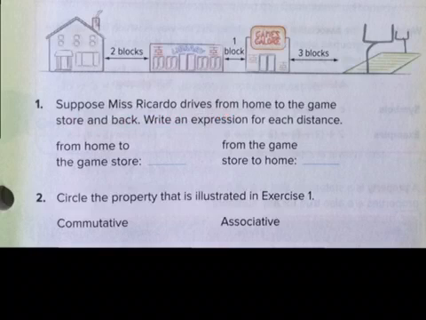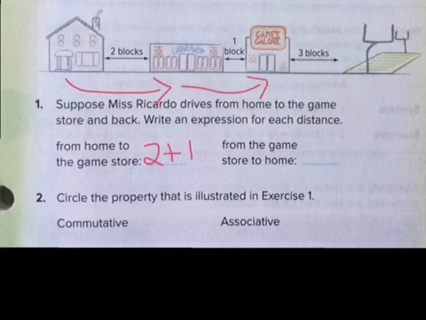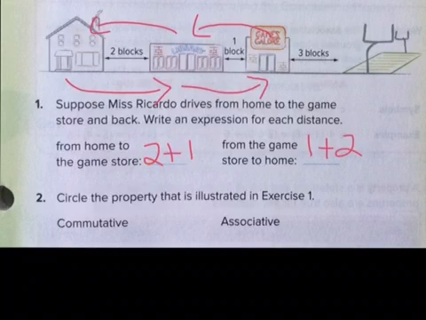Suppose Miss Ricardo drives from home to the game store and back. Write an expression for each distance. So from home to the game store, we're going to write an expression representing the number of blocks. I know that she has to go at least 2 blocks to get to the library, but then 1 more block to get to the game store. So that's 2 plus 1, right? And then back. On the way back, she has to go 1 block and then 2 more blocks to get home. On the way back, it would be 1 plus 2. Overall, she has to go 3 blocks one way and 3 blocks back.